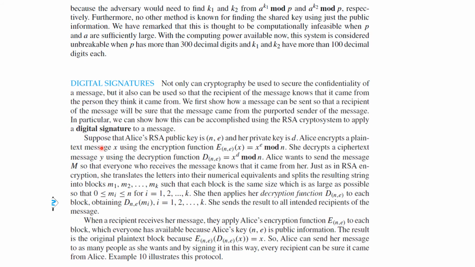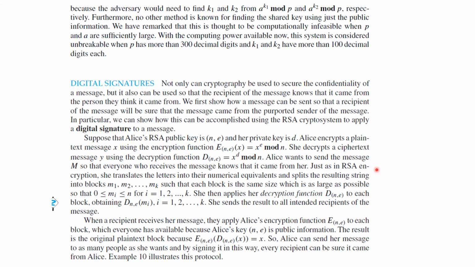message. So suppose Alice's RSA public key is (n, e), and her private key is d. Alice encrypts a plaintext message x using the encryption function E, which depends on n and e, and that is x raised to the e mod n. She decrypts a ciphertext message y using the decryption function D, again, and this is y to the d mod n. Alice wants to send the message M so that anyone who receives the message knows it came from her.